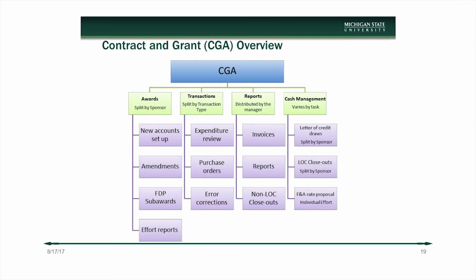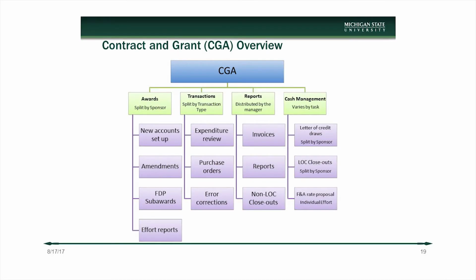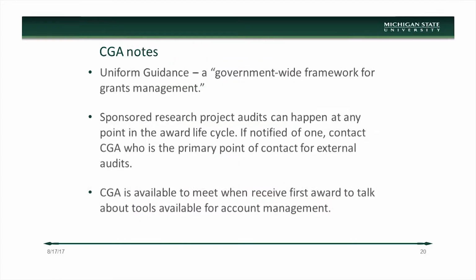On this slide, you're going to see how our office is broken out. We have an awards group, transactions reports, and cash management. Right now, that doesn't mean much to you. But if you go to the website and you look up the org chart, those groups have points of contact for you to give a call to if you have any issues with any of those items that are up there. In general, our office, we are structured for the terms and conditions of the award.